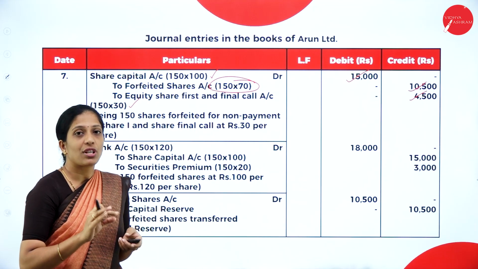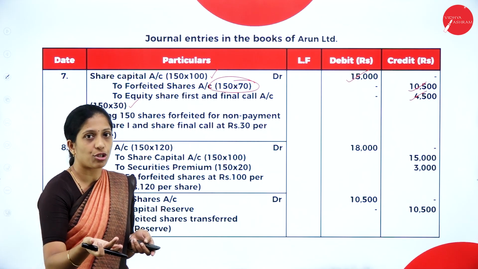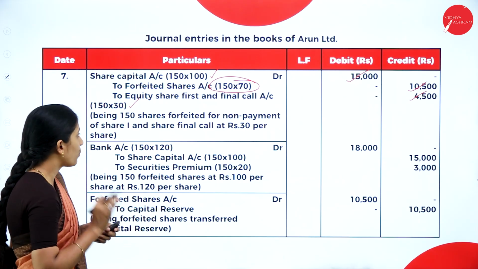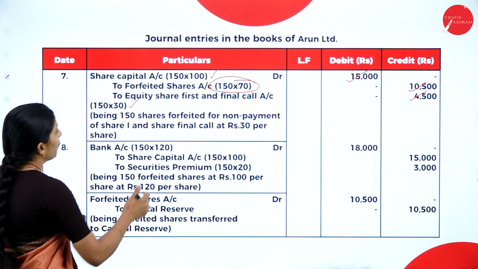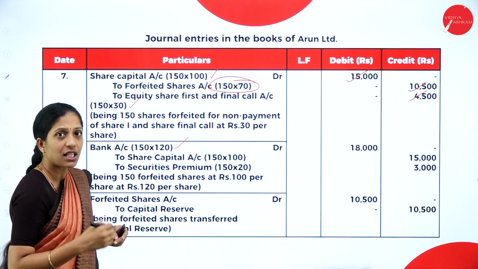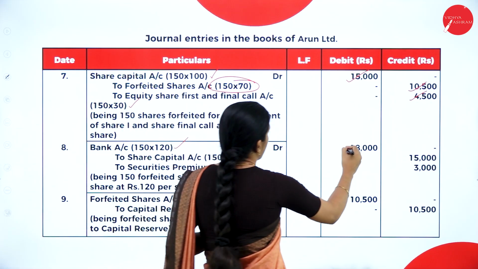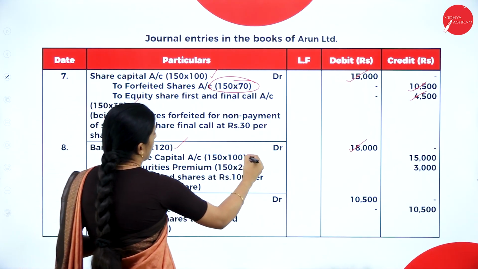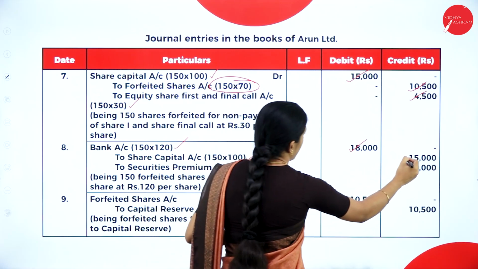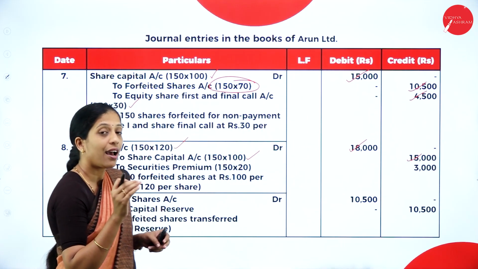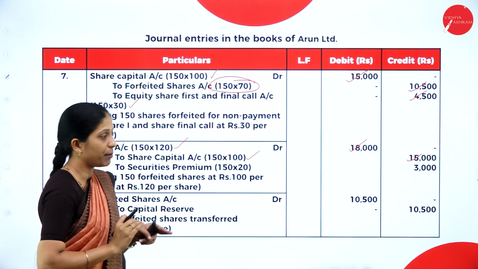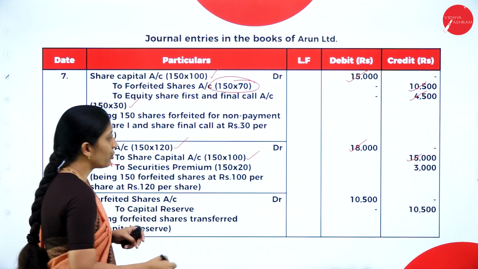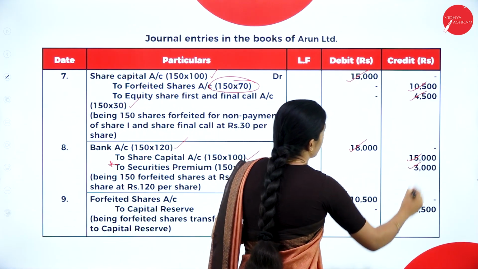Now this 150 shares which have been forfeited, we are going to reissue. In this problem, it is reissued at a premium at rupees 120. So what is your entry? Bank account debit 150 into 120 because we have reissued at premium. So it is 18,000. To share capital account, the exact value of share is 100 rupees, 150 into 100, 15,000. Next, we have premium also, so an extra entry, that is to securities premium account 150 into 20. So that is 3,000.